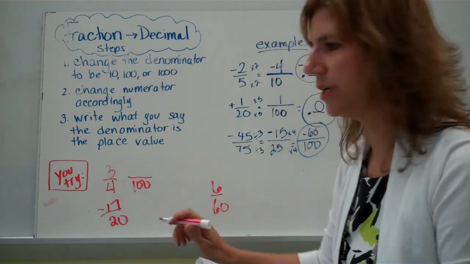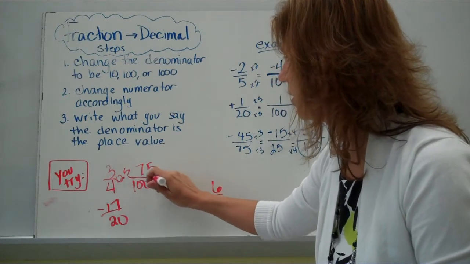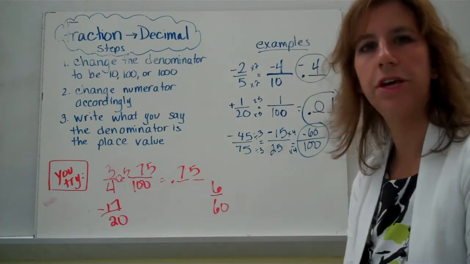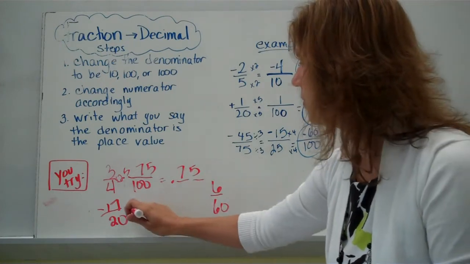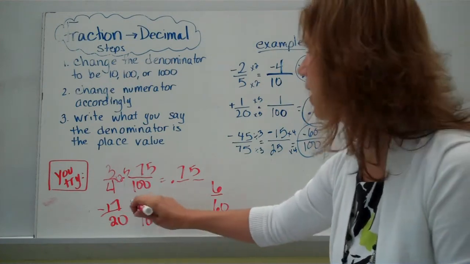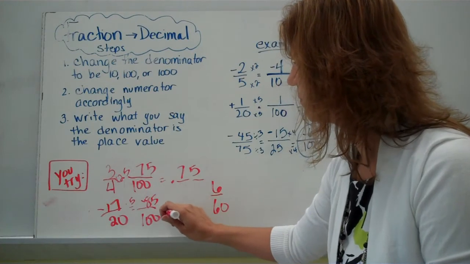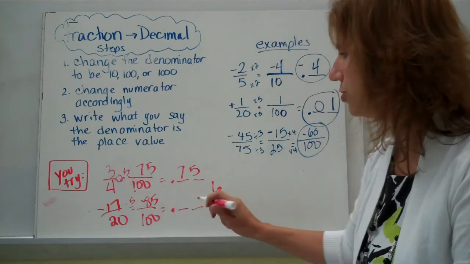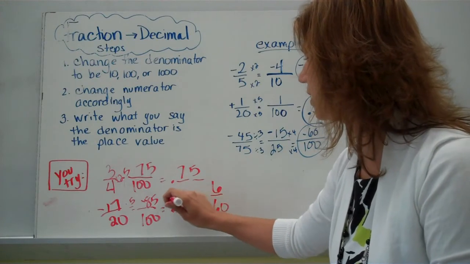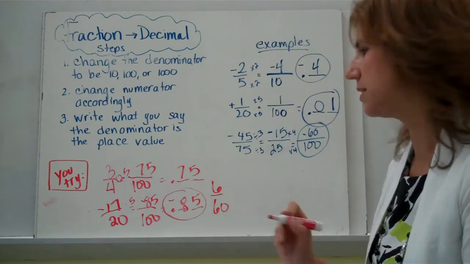4 goes into 100, you do times 25, top and bottom, and we get hundredths. There you go. All right, this one we can change to 100, times 5, times 5, and you get negative 85, and we're doing the hundredths place. We're going to put 85 in there, and don't forget the negative sign. All right, and then the last one.